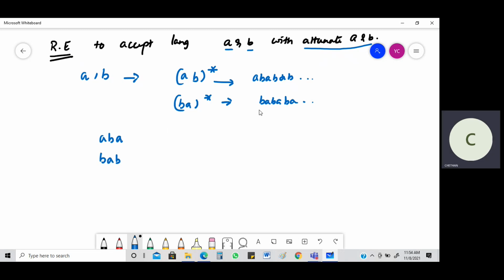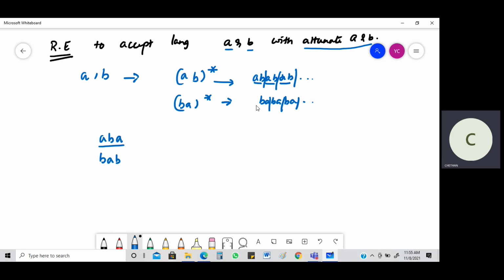Can I deduce these from these two? No, because I'm getting a, b, a, b, like this. They're coming together, a, b, a, b, a, b. I want only a, b, a. That is not going to happen here, because of course very clearly ab is going to come along with it. ab, then again ab, then again ab. In here it will be ba, ba, ba, like this.